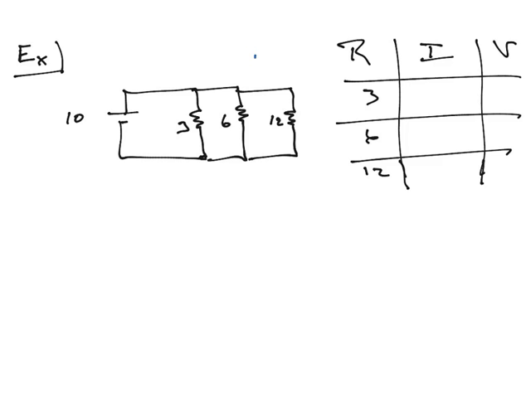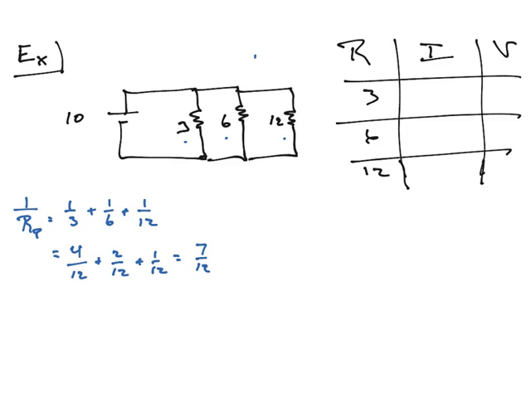First thing I always do is I calculate the total resistance. So, I see the 3, the 6, and the 12 are all in parallel. So 1 over R parallel is 1 over 3 plus 1 over 6 plus 1 over 12. All right, I have to get a common denominator. 12 is a common denominator, so that's 4 over 12 plus 2 over 12 plus 1 over 12, which is 7 over 12. But that's 1 over R parallel, thus R parallel is 12 over 7.